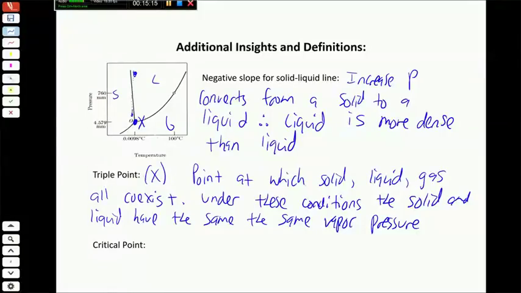And then the last one to talk about, you'll notice in these phase diagrams that we draw, this liquid gas line, which allows us to predict boiling point, eventually just ends. It just stops. And the end of the liquid gas line, which I'll mark with the letter Y, we call the critical point. The critical point is the point at which the vapor can no longer be liquefied.